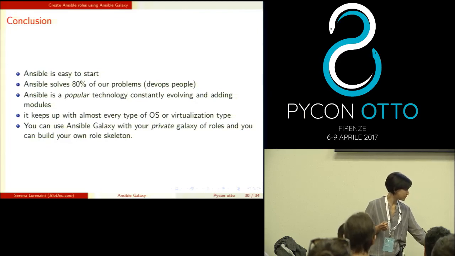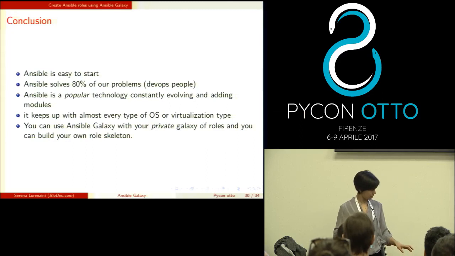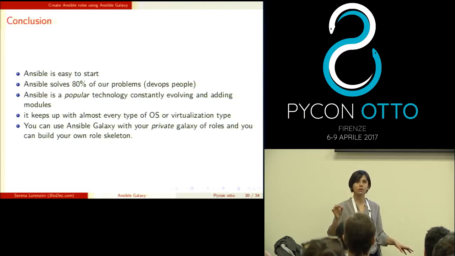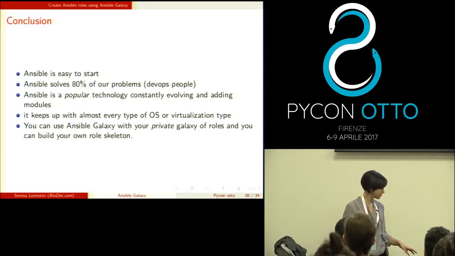And we have seen that using Ansible Galaxy is easy, and you can tweak this tool to do things the way you like. You don't necessarily have to share your stuff and your client stuff with the community to publish the role. You can do it privately.